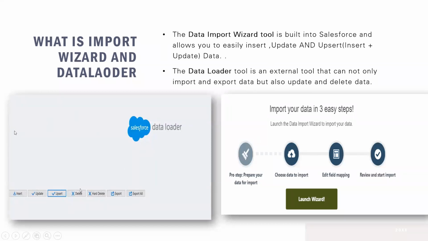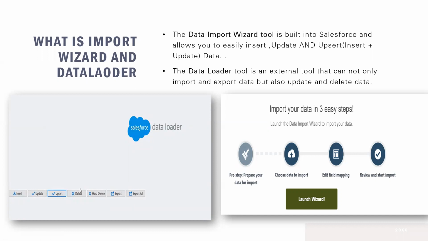On the left side, what you are seeing is the data loader tool, whereas on the right side you are seeing the data import wizard. These are just the UIs of them. Once you start data loader, you will have a few options: insert, update, upsert, delete, hard delete, export and export all. So there are three major functionalities we are going to do within data loader or data import wizard.